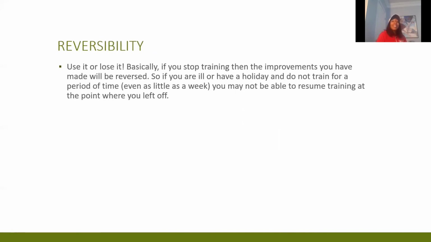Reversibility, use it or lose it. Basically, if you stop training, then the improvements you have made will be reversed. So if you are ill or have a holiday and do not train for a period of time, even as little as a week, you may not be able to resume training at the point where you left off. Any of you who've ever broken a bone or had a cast on, reversibility can actually happen in your muscles. It's called atrophy.